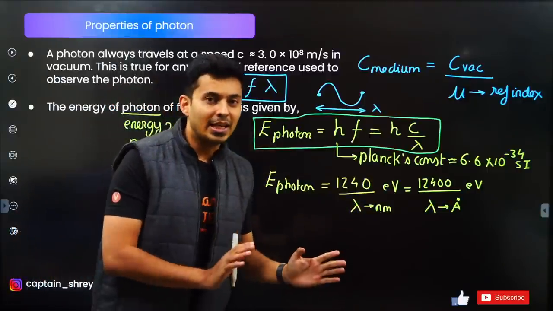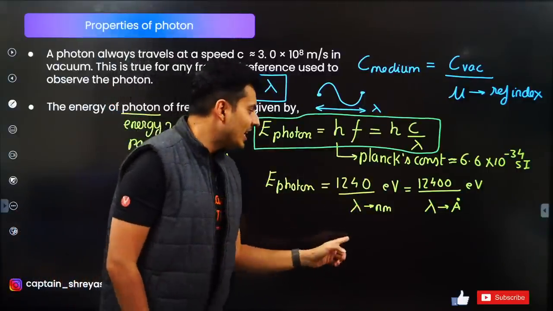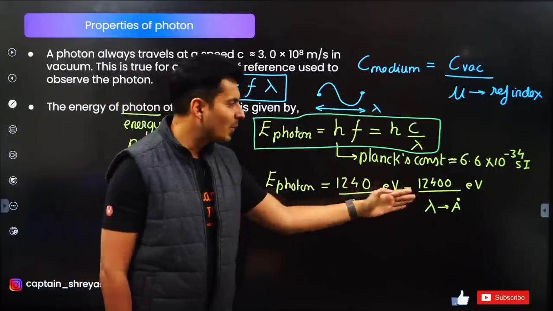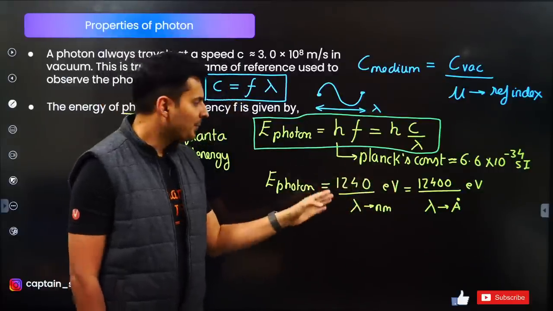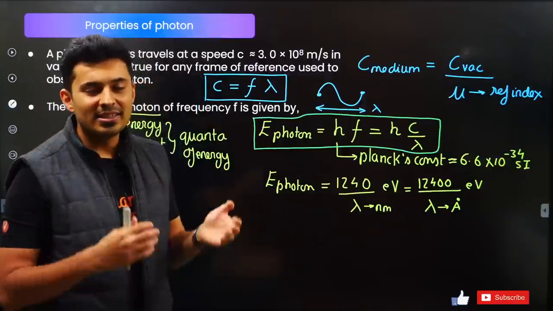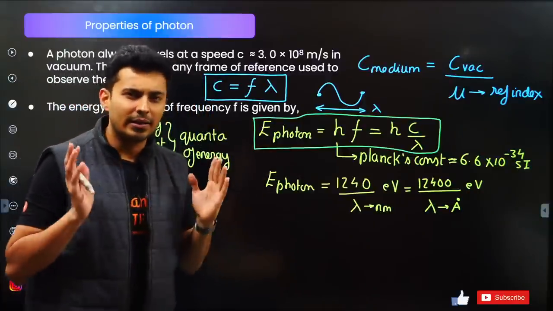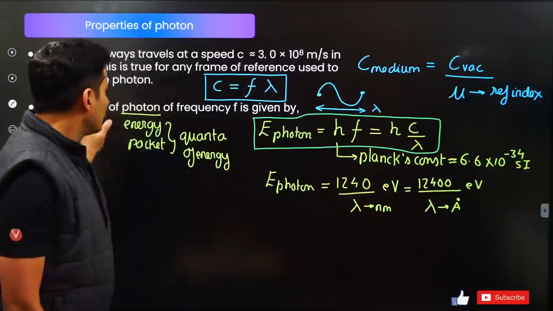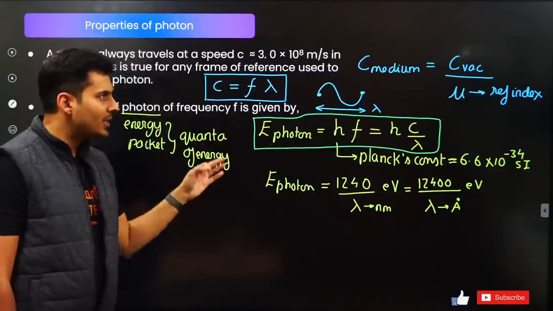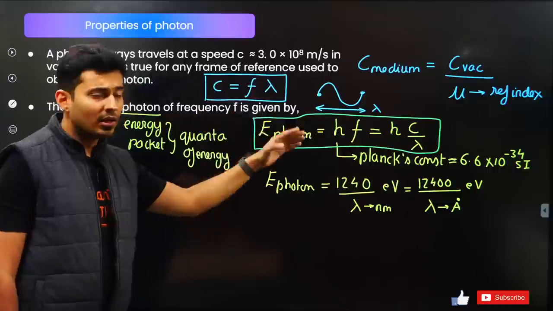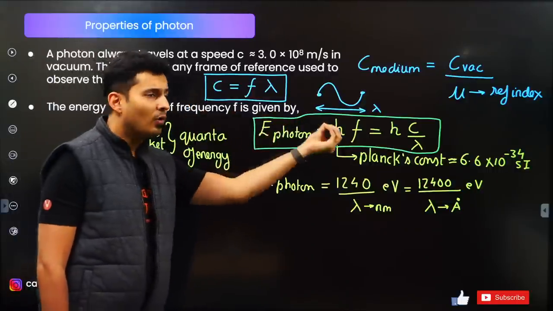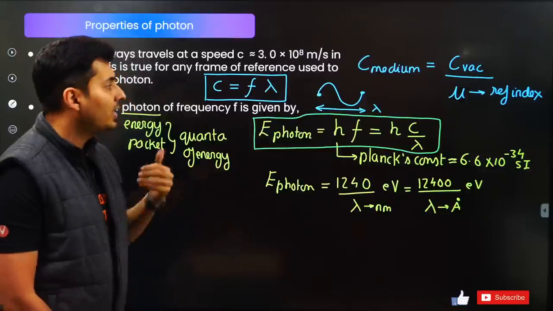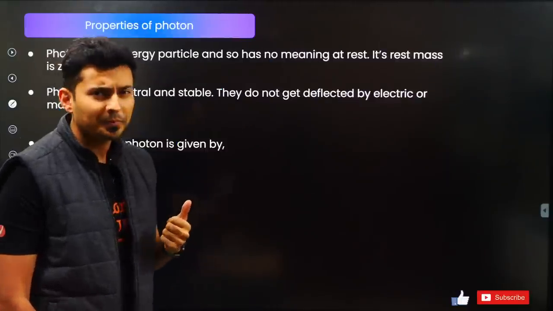Most of the times in NEET exam or any other exam, you will see lambda will get cancelled with 124. So most of the times you will see it will be a multiple or divisible with this 124. So you will see some easy calculations many times. So this is a small trick which you should know. Great. So now we have learned about quanta, the energy, speed of light, how it is related to wavelength, and what is the formula of energy of a photon. Great. Moving ahead to some more properties of a photon.